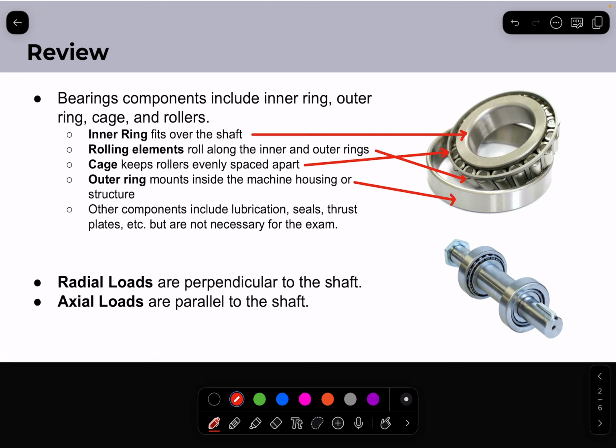The other thing you should know about for the exam is the difference between a radial and an axial load. Radial loads are perpendicular to the shaft, so that would be anything coming off of the shaft like this, and they act along the circumference of the bearing. The axial loads are parallel to the shaft, and they act along the face of the inner and outer rings, more like the flat sides of the bearing.